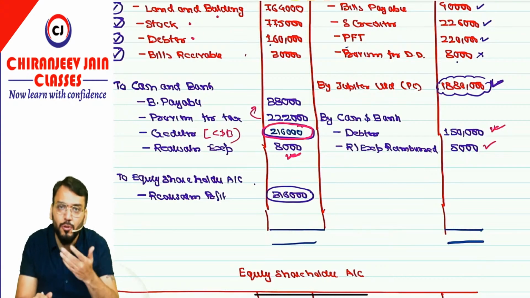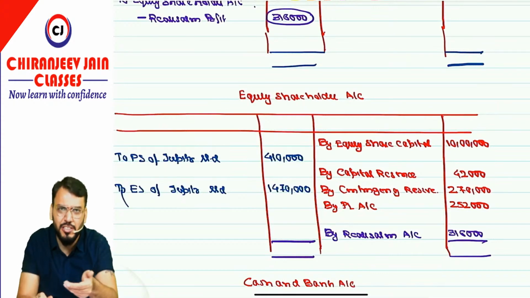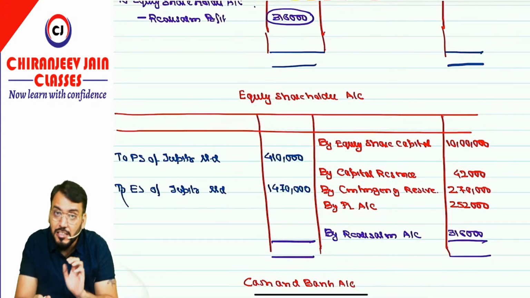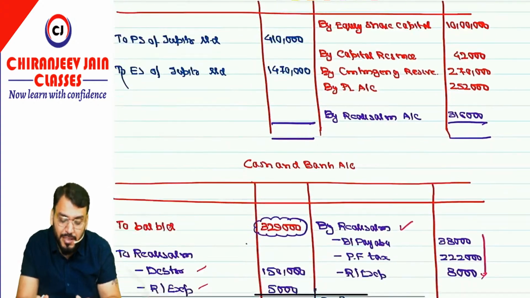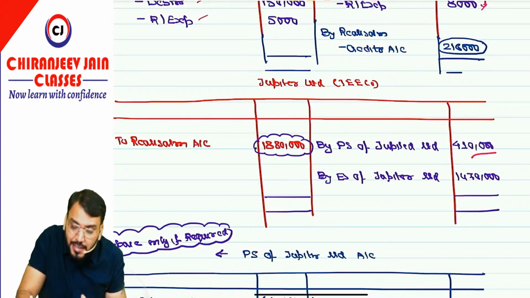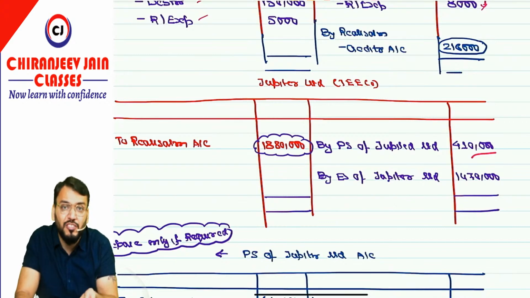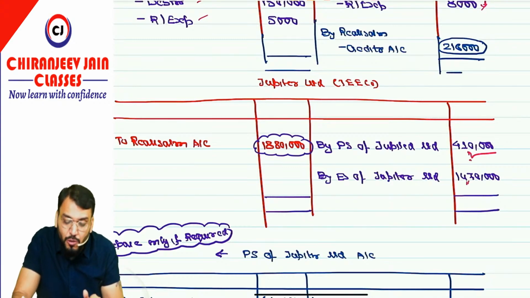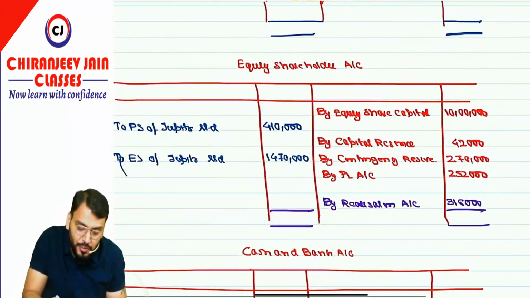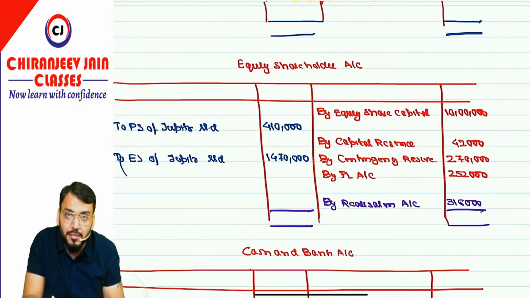Let us come to step number 4. Step number 4 is what? Liquidation expense. Step number 5 is we receive PC from transferee company. So we write on transferee company: by preference shares of Jupiter Limited 4,10,000, by equity shares of Jupiter Limited 14,70,000. So this account will be closed. Then we'll make payment to preference shareholders, but in this there are no preference shareholders, only equity shareholders. So this will be transferred to equity shareholders account, and you can see in equity shareholders account we have written to preference shares of Jupiter Limited and to equity shares of Jupiter Limited.